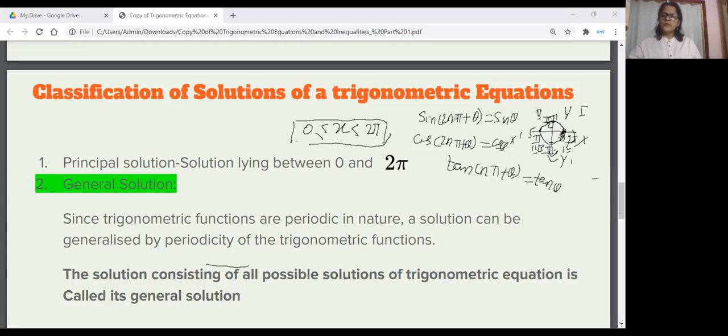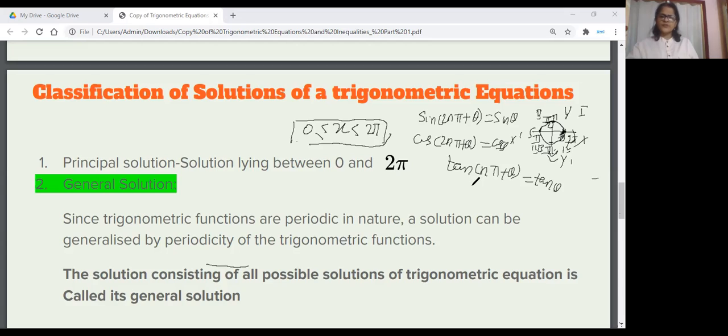Okay, so periodic function means the value will be repeated after a certain interval of time. Sine and cosine are periodic functions of 2 pi, so after every 2 pi interval, the values will be repeated. For example, sin theta equals sin of 2 pi plus theta, equals sin of 4 pi plus theta, sin of 6 pi plus theta, and so on. Here tan theta equals tan of pi plus theta, equals tan of 2 pi plus theta, equals tan of 3 pi plus theta, and so on.